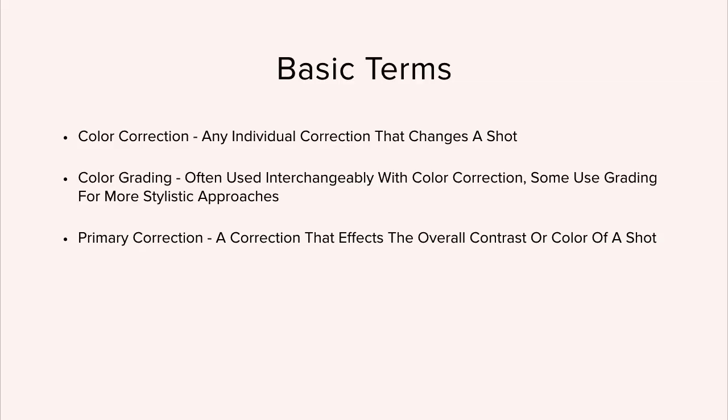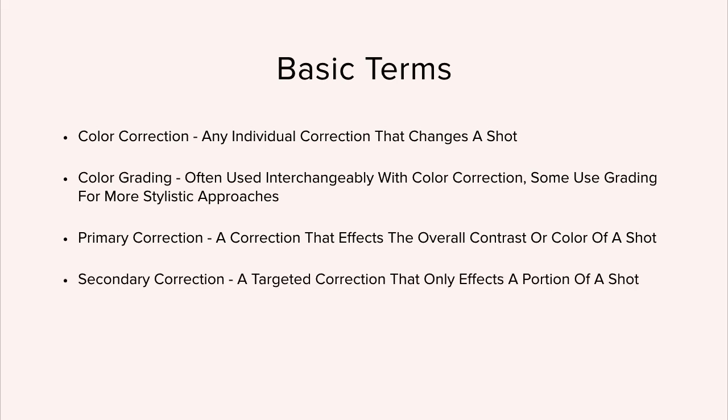Other terms you'll hear is something called a primary correction. That's the first correction that you might do with a shot. You want to just get it generally, neutrally balanced. You want to get it so that the grass is green, the sky is blue, flesh tones look good. And now you're ready to get in a little bit deeper, and you do something called secondary corrections.